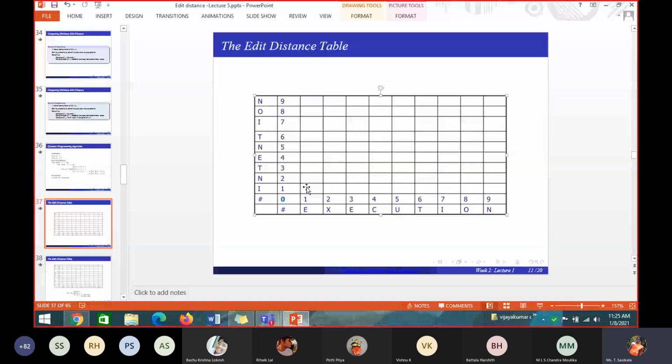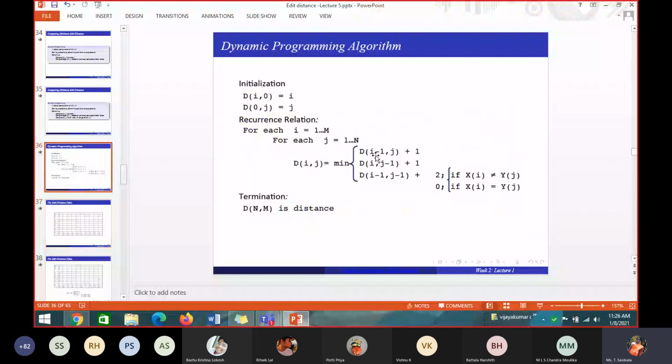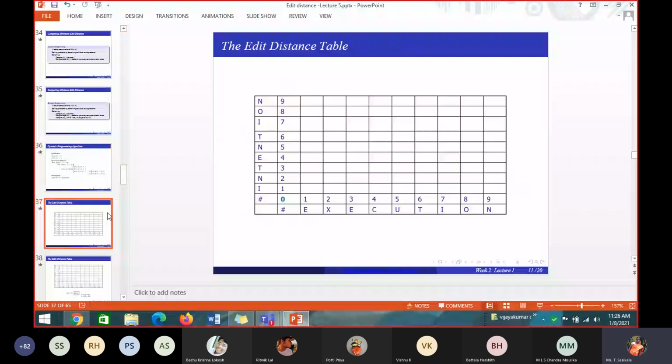For this box, first we'll calculate the distance measure. Can you apply that formula? D of i minus 1, j. What is i minus 1? It is 0, and j will be 1. The box above E: D of i minus 1 comma j, so 1 minus 1 is 0, so (0,0) plus 1. What is there at (0,0)?